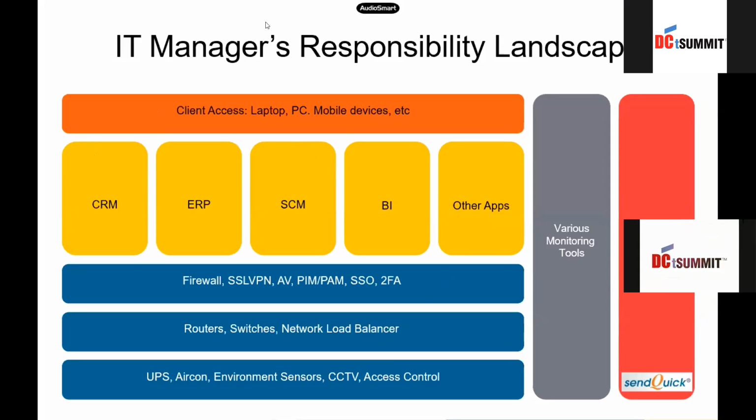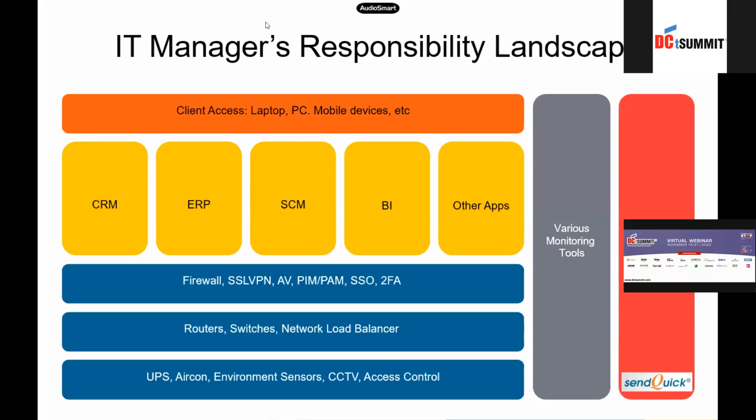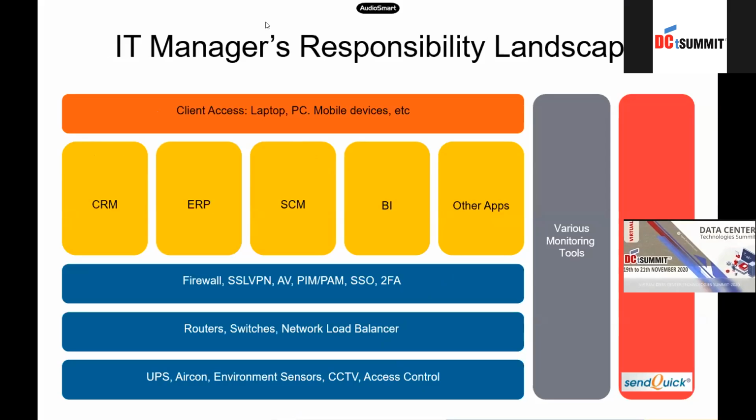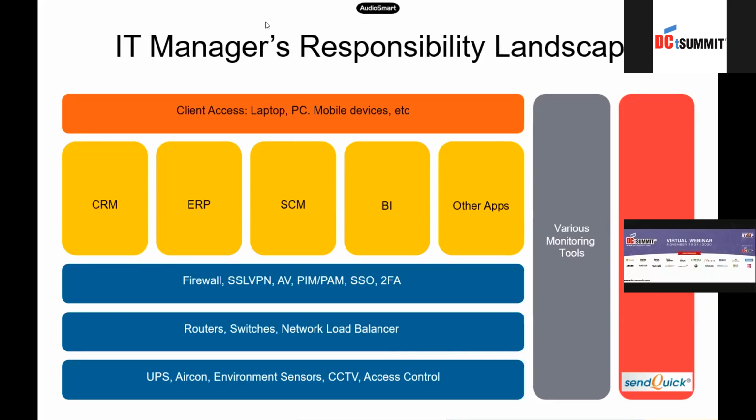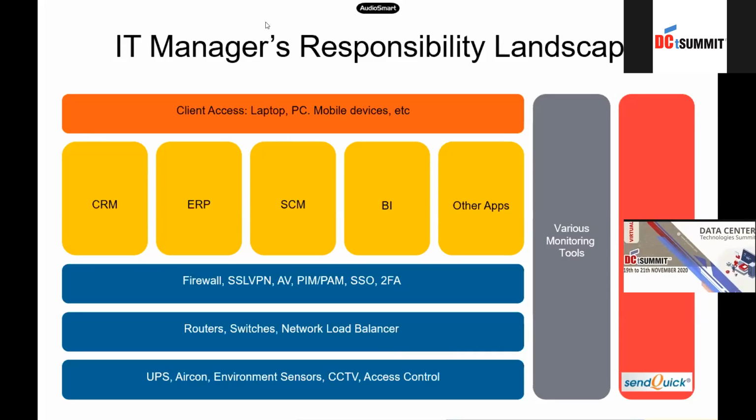As you can see, we start bottom up with core aspects of the DC, such as power, cooling, environment sensors, premise security, and access control. Next is the network layer, which comprises switches, routers, load balancers, and so on, followed by the access security, like firewall, SSL VPN, PIM-PAM solutions, intrusion detection prevention, single sign-on, two-factor authentication, and so on. And then we have the application layer, ERP, CRM, supply chain management, business intelligence, and so on. This is followed by the endpoints, users basically using their laptops, PCs, mobile devices, and so on.